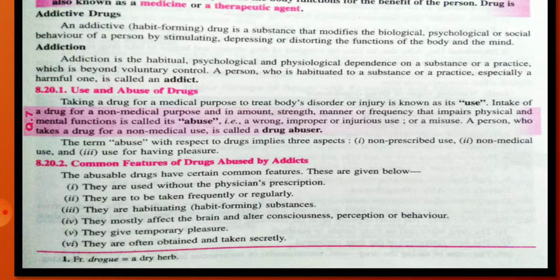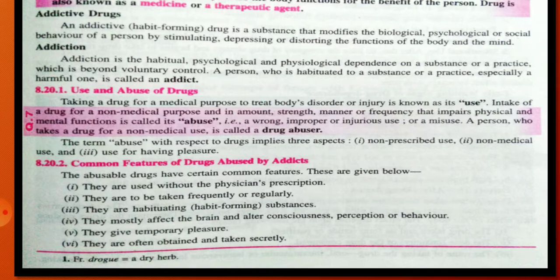Then non-medical use, something like drugs, brown sugar, that is called non-medical use. And use for having pleasure: something that gives pleasure, which human beings use for their pleasure. So these are categorized into three types. Then we come to the common features of drugs abused by addiction.